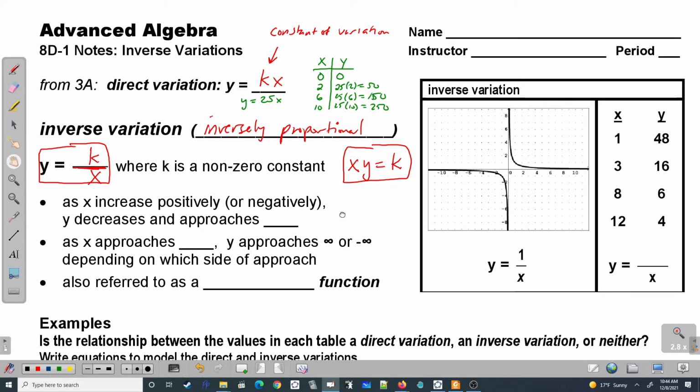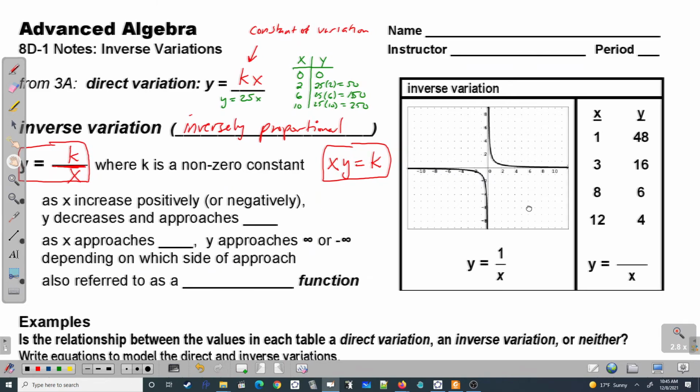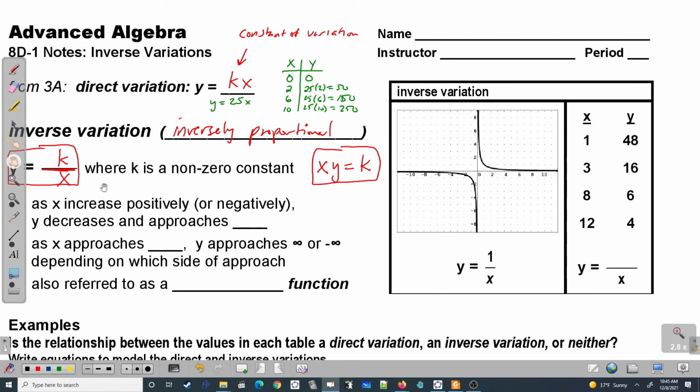Let me give you an example of what I'm talking about. I think in this case, it'll be easier to see this formula than the formula over here. For instance, if I took x and y and multiplied them together, I would get 48. You're going to find out that this stays the same: 3 times 16 equals 48, 8 times 6 equals 48, 12 times 4 equals 48. So essentially, as x is increasing, y is decreasing. And in fact, that constant would go into this spot and it would end up being 48.